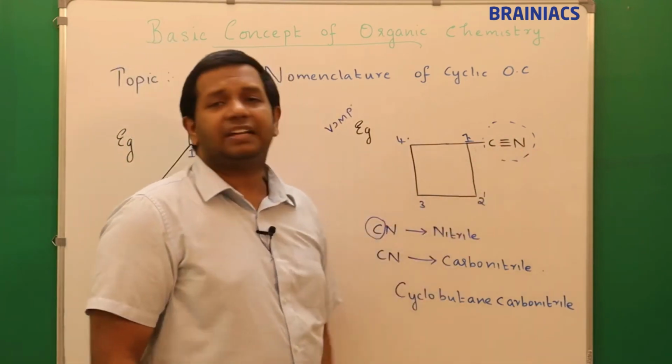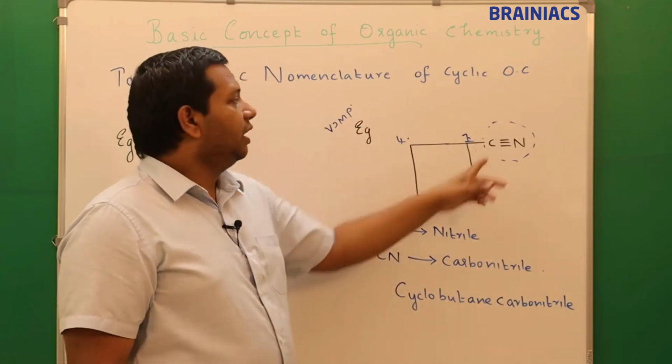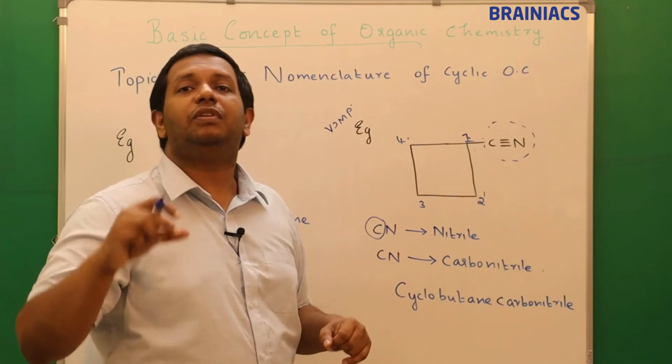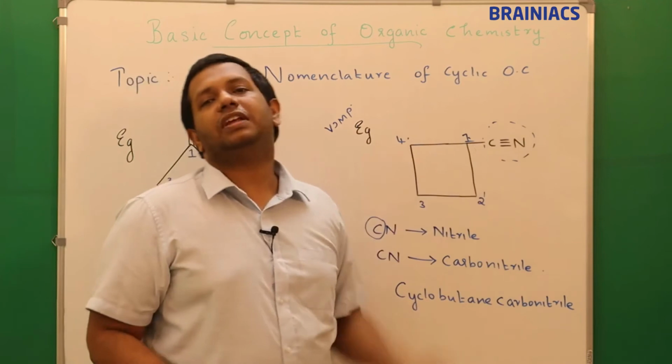Similar to this, many things are there. Sometimes they may attach COOH here. In that case also, you can see in the priority table, if that carbon is not included, we don't use oic acid, instead we use carboxylic acid. So the answer will be cyclobutanecarboxylic acid.